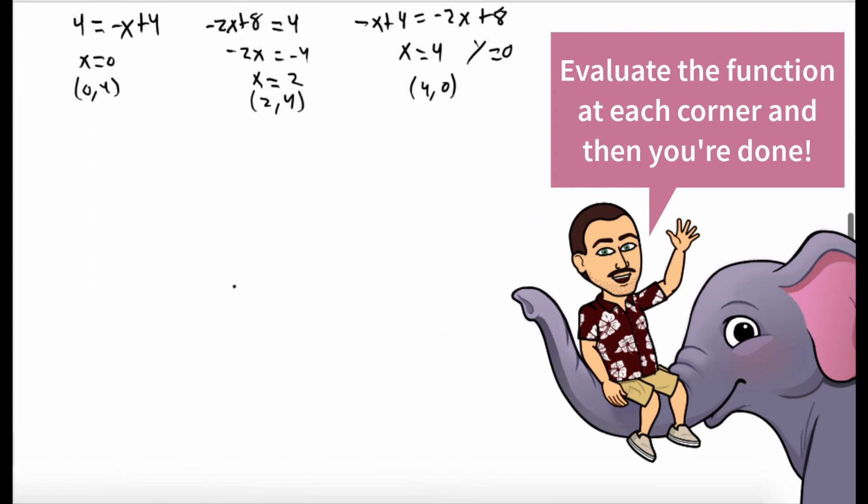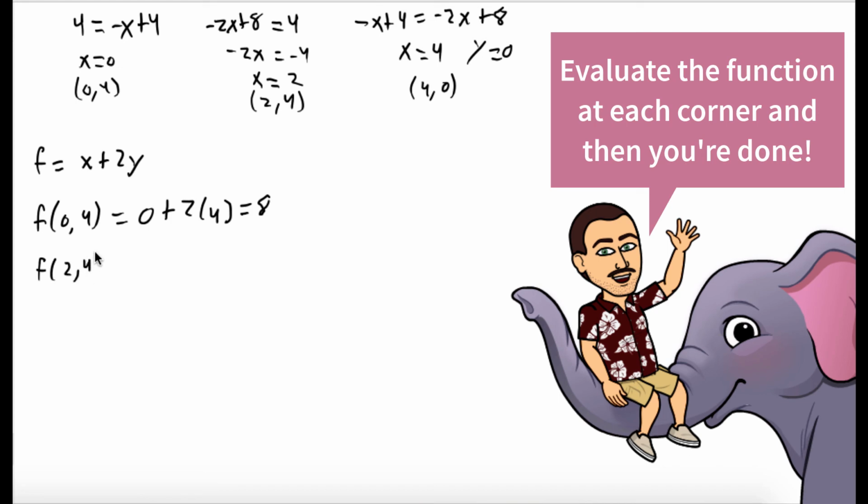Now we want to evaluate the function at each of the corners and figure out what's the maximum value and what's the minimum value. Again, our function here was f equals x plus 2y. So when we evaluate at the point 0, 4, that's 0 plus 2 times 4, which is 8. All right, now we'll go on to the next corner. F of 2, 4 is equal to 2 plus 2 times 4, which is 10.